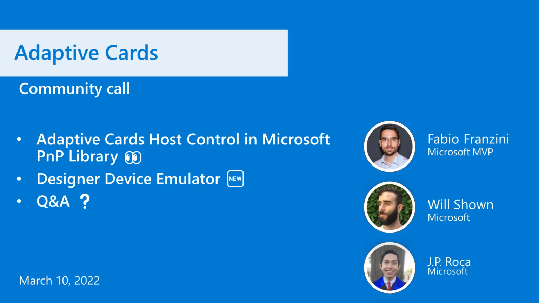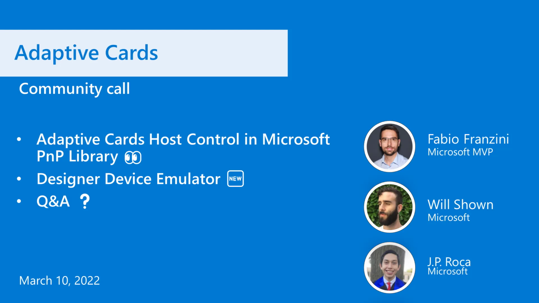We have a lot for today's community call. We're going to start off with Fabio, a valued member of our community, a Microsoft MVP, who's going to present his Adaptive Cards host control in the Microsoft PnP Library. Then we will have Will show off a community contribution or an internal team contribution as well, a device emulator on our Adaptive Cards Designer, which is super cool. And then we can end the session with a Q&A as always.